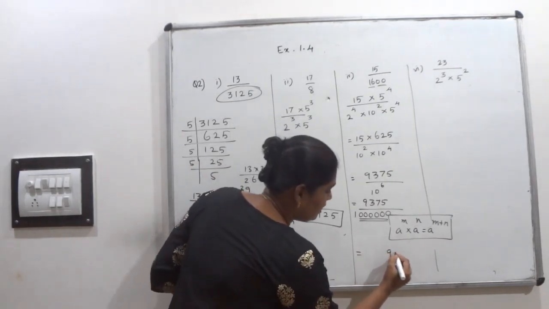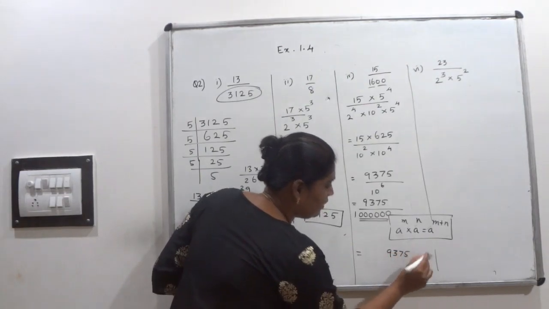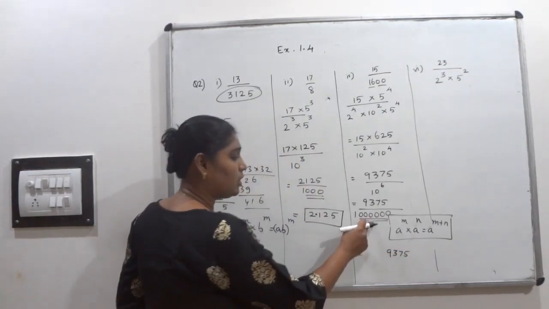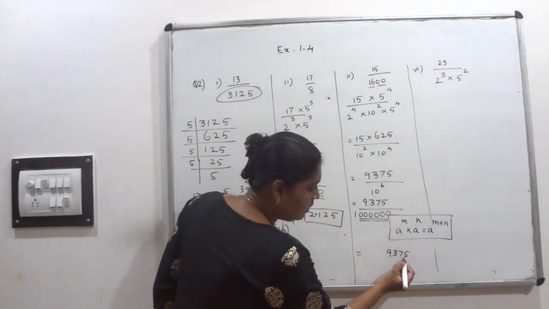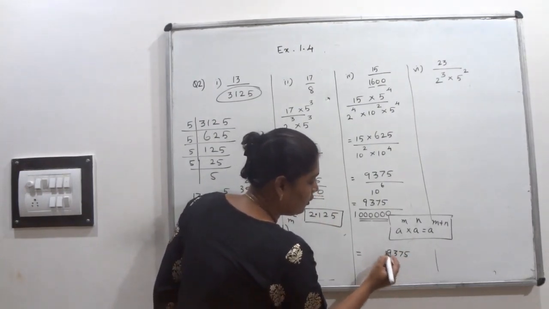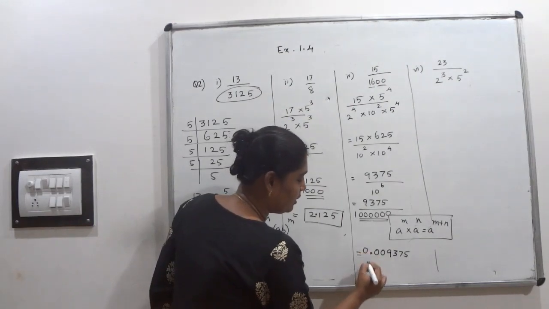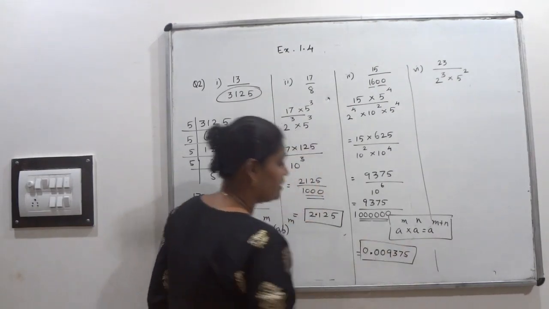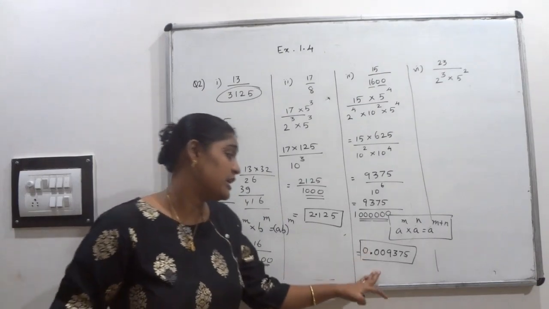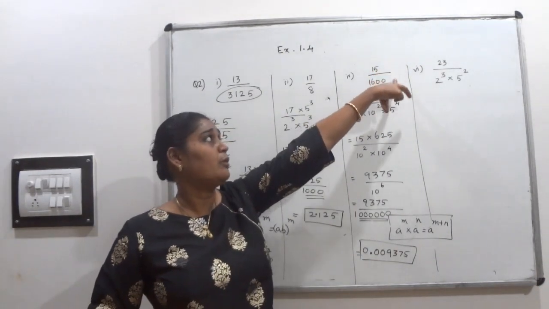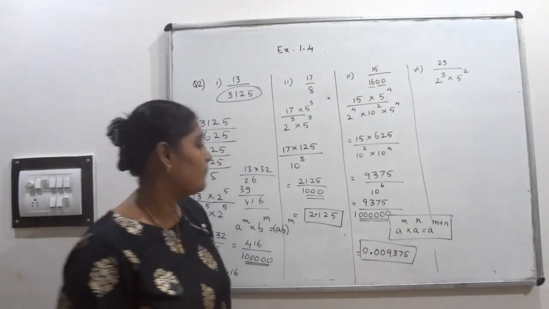See what is your numerator? 9375, already given to you. I have to count it, total 6 digits. So 1, 2, 3, 4, 5, 6. Then keep the point. This is your answer. This is a terminating decimal expansion for 15 upon 1600.